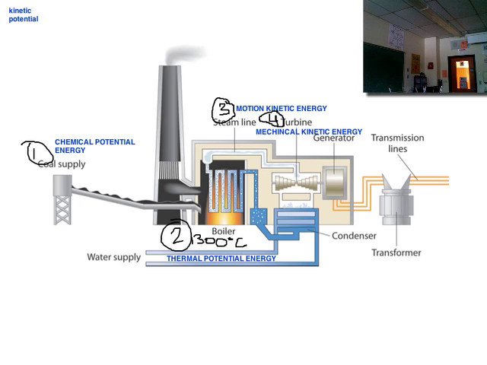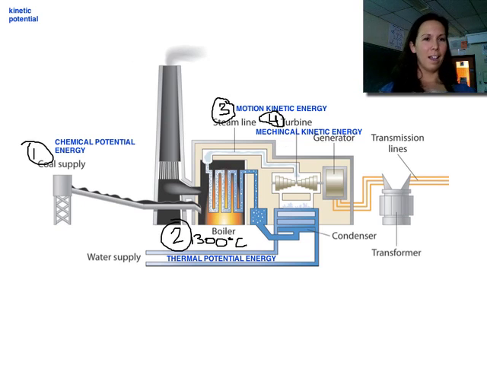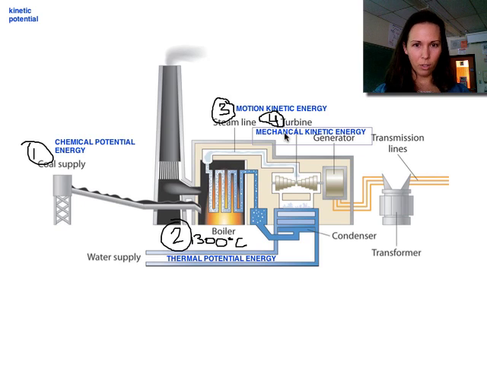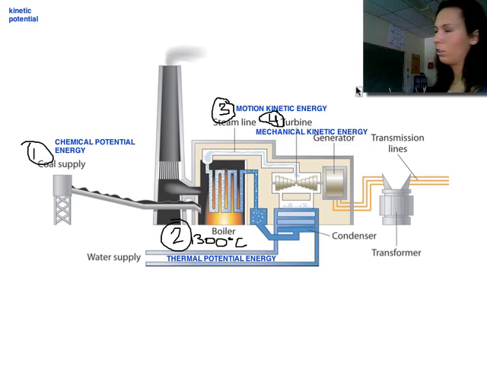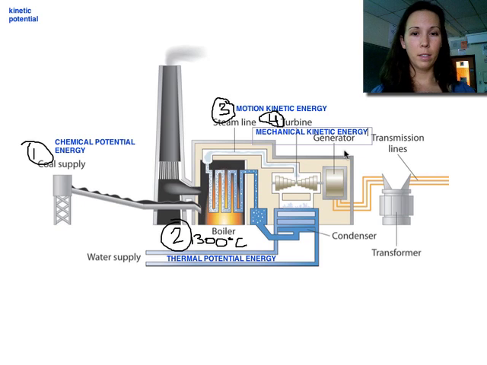And because they're moving fast, they catch the blades of the turbine, which then turns it into mechanical kinetic energy. Okay, so those turbine blades are spinning. So, one might logically assume that the next step is the generator, which would be correct.